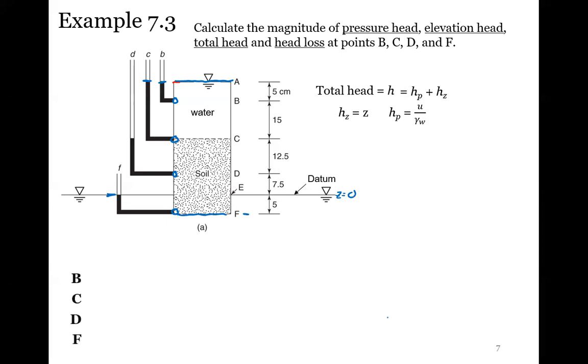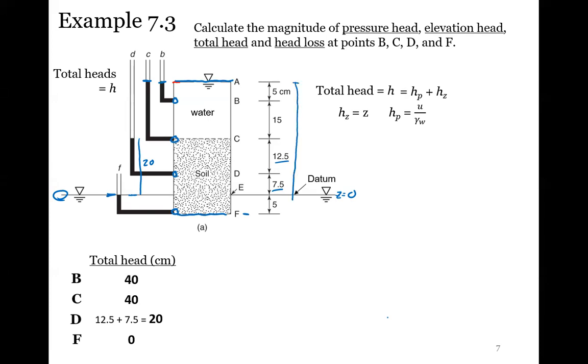So let's look at these points here for B, C, D, and F, and first find our total head. We can do that based off of the manometers, or those tubes sticking out. That's what's telling us our total head. Our total head at F is going to be 0, because this tube is poking up right at our datum. So H is equal to 0. At D, we have 7.5 plus 12.5, so that is 20. And then at C and B, we have 40, since that's what this whole thing is here. So that's our total head, and this is all in centimeters.